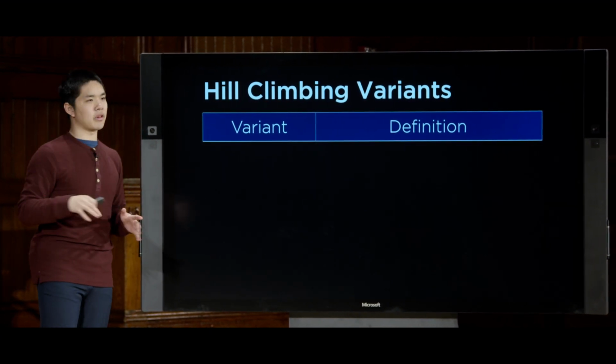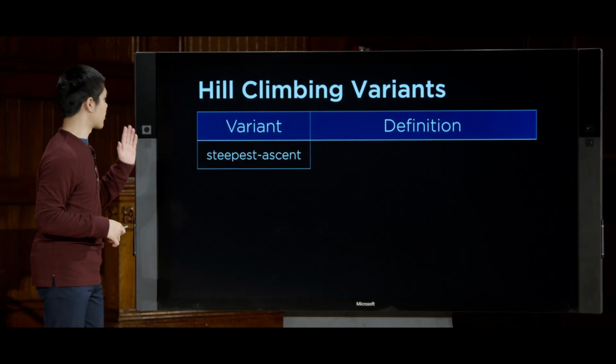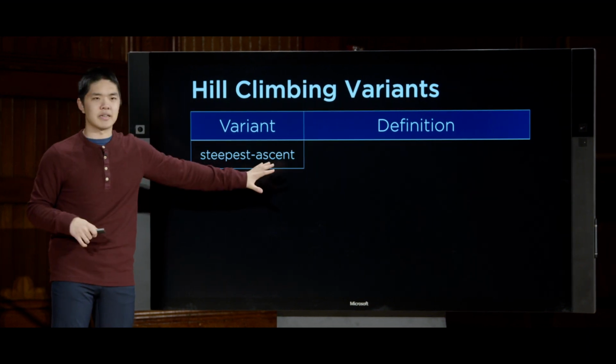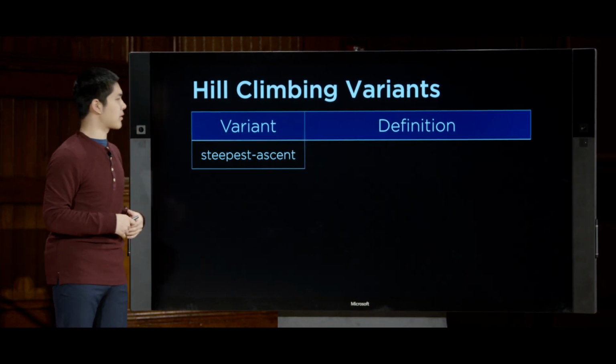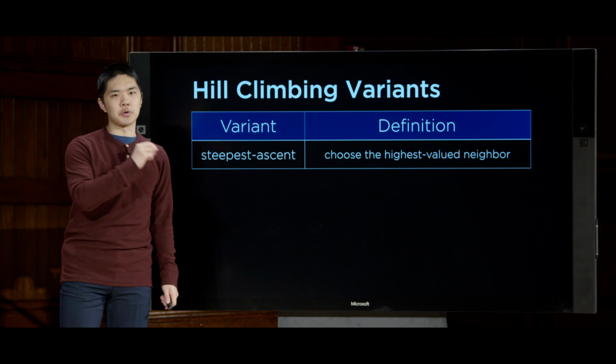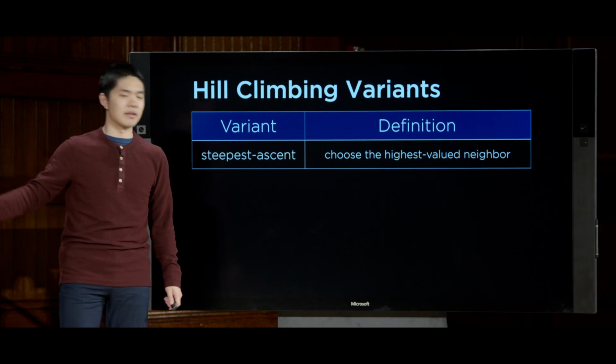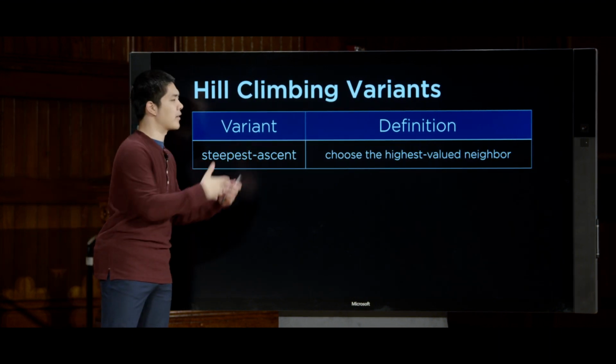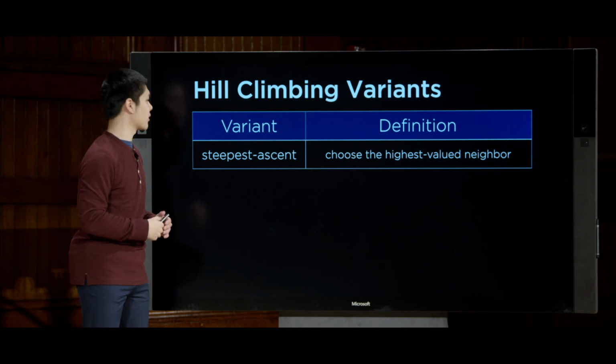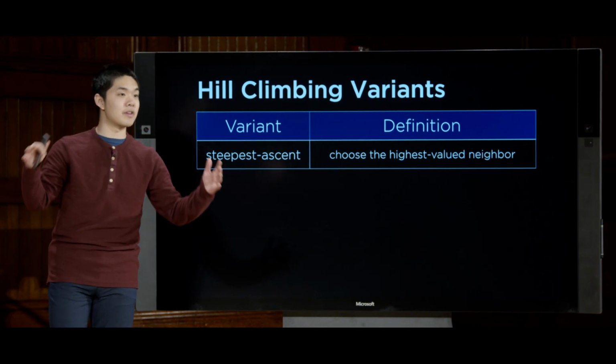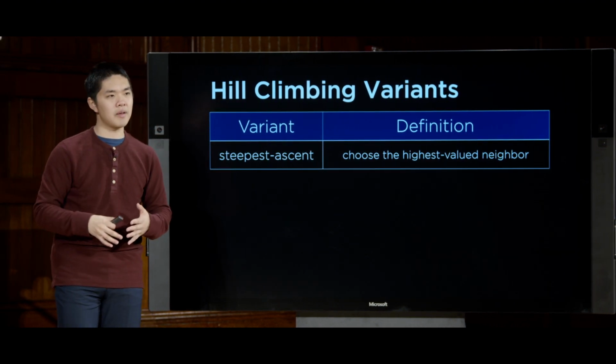What we've taken a look at so far is a version of hill climbing generally called steepest ascent hill climbing, where the idea of steepest ascent hill climbing is we are going to choose the highest valued neighbor in the case where we're trying to maximize, or the lowest valued neighbor in cases where we're trying to minimize. But generally speaking, if I have 5 neighbors and they're all better than my current state, I will pick the best one of those 5.